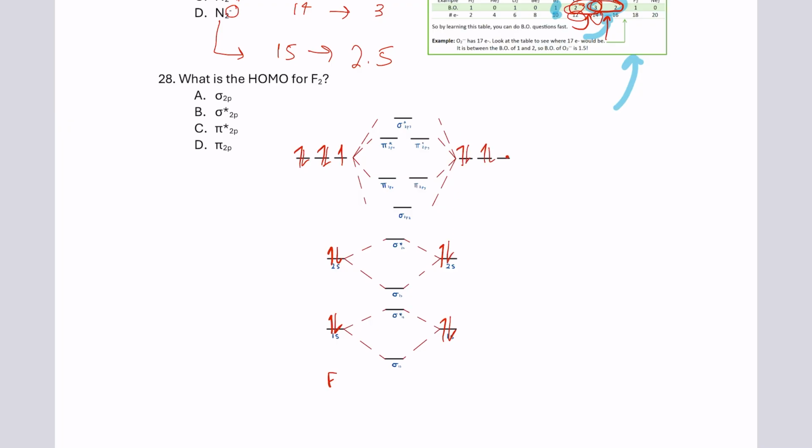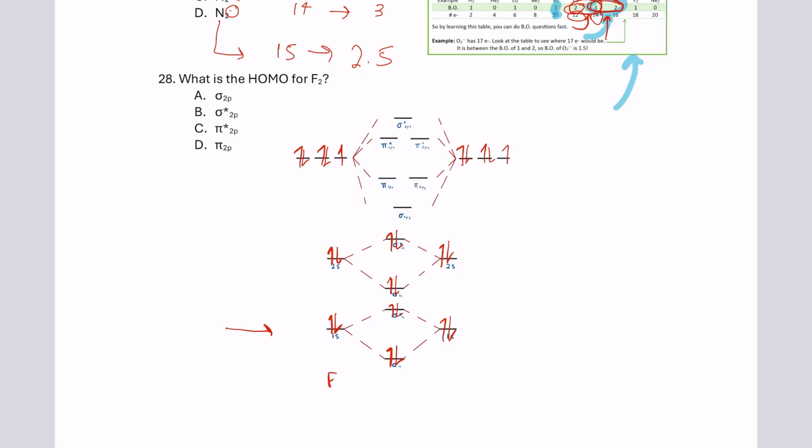Let's start at 1s. Here we have a total of 4 electrons. We're going to put 2 in the sigma 1s bonding orbital. And then we're going to place the other 2 in the sigma star 1s antibonding orbital. Then we'll move to 2s. Here we also have 4 electrons to distribute. We'll put 2 in the sigma 2s bonding orbital and the other 2 in the sigma star 2s antibonding orbital.